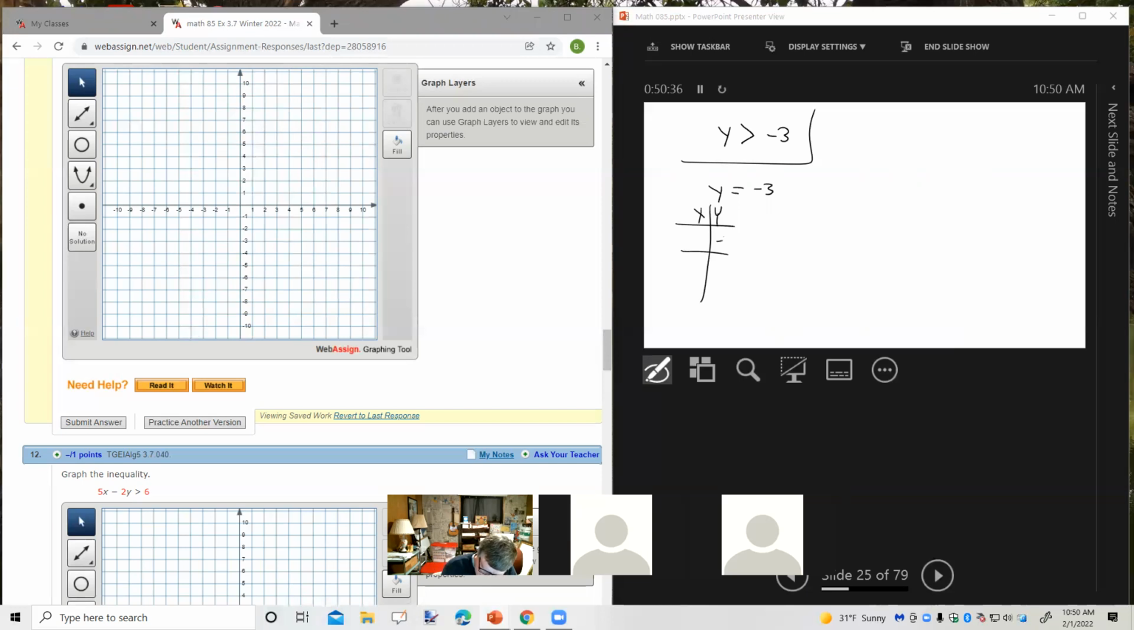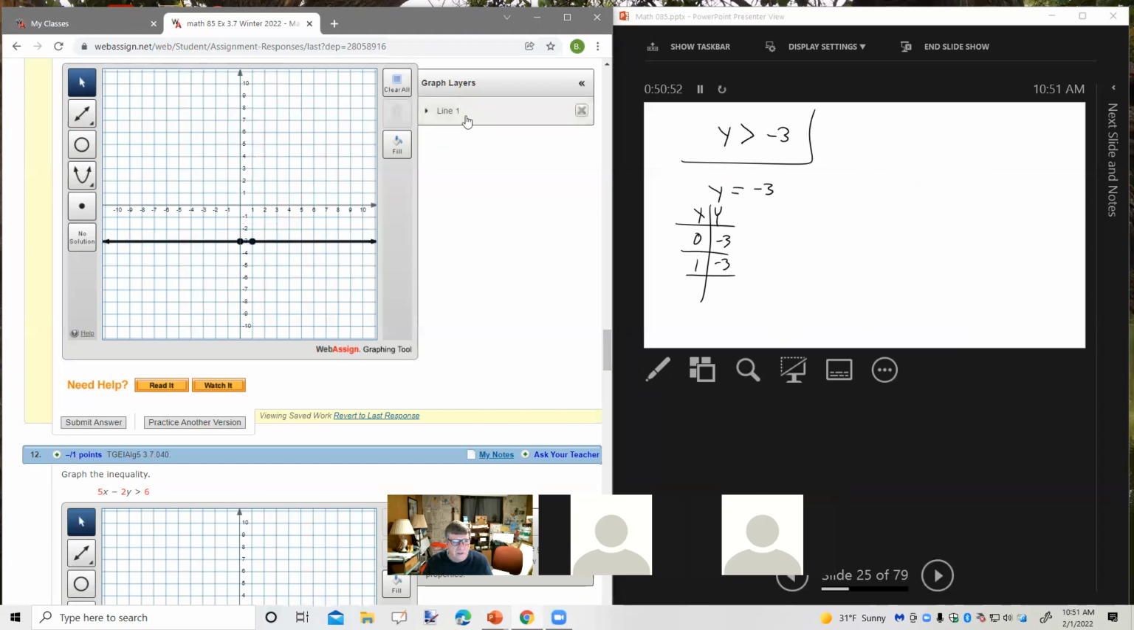Let's see, y is -3 no matter what. How about if x is 0 and x is 1? Okay, so x is 0, y is -3, x is 1, y is -3. And again, we have a horizontal line. But should it be solid or dashed?